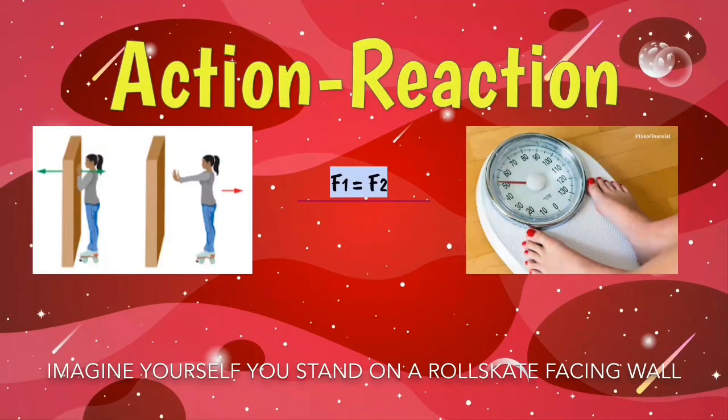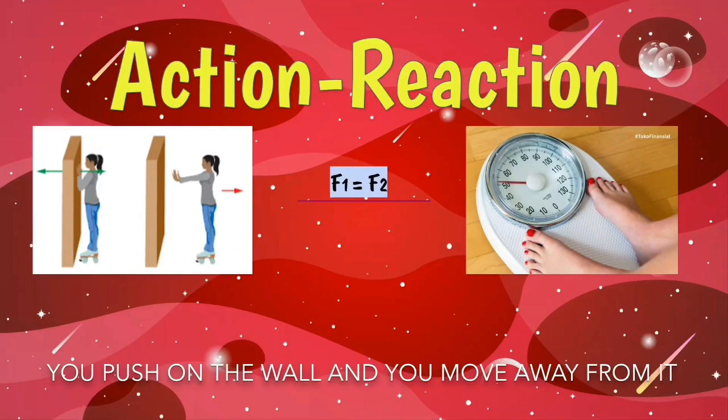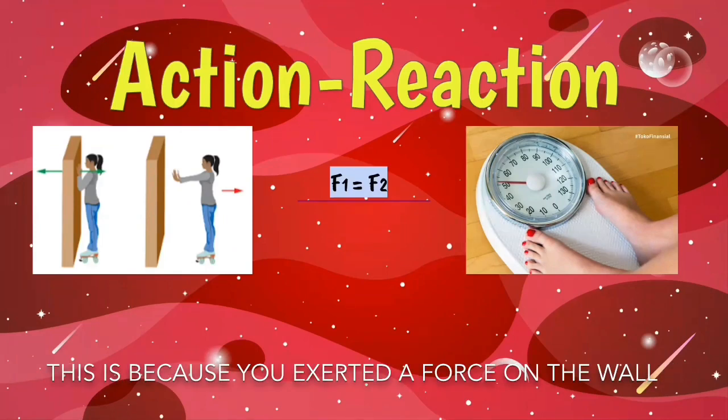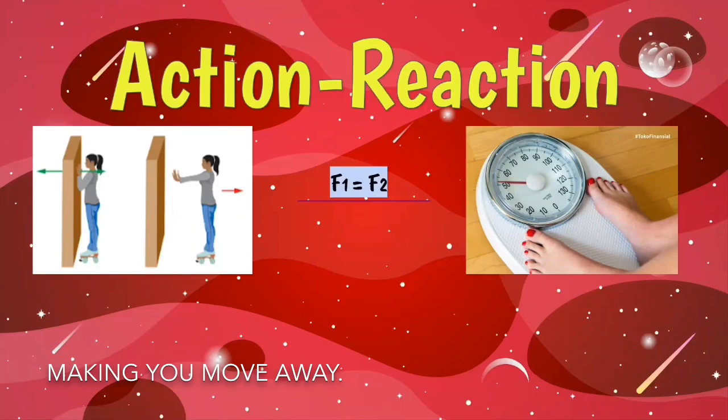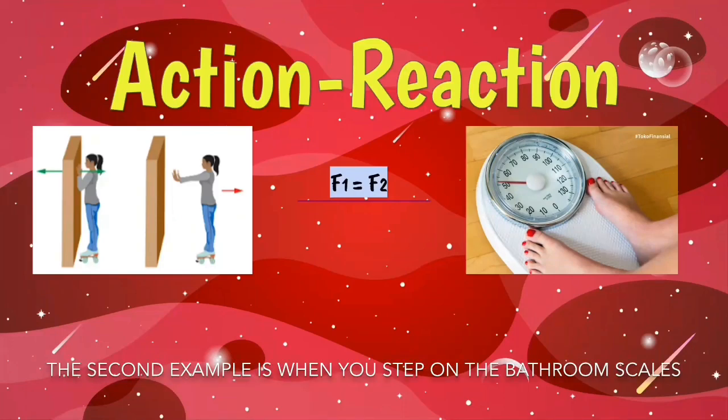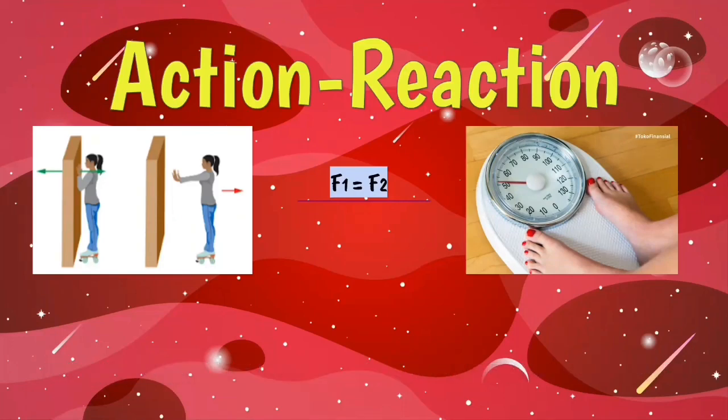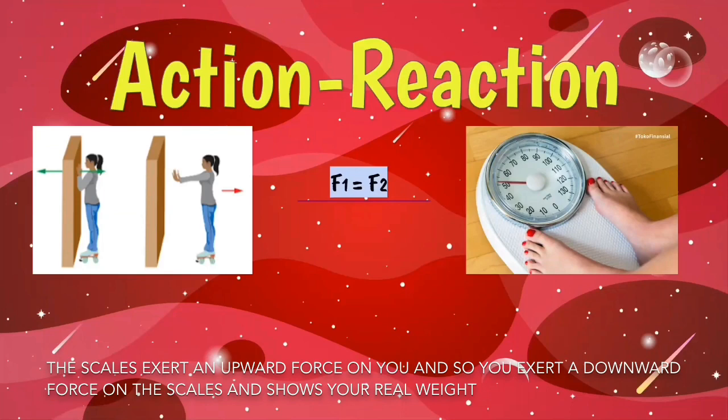Imagine you stand on a roller skate facing a wall. You push on the wall and you move away from it. This is because you exerted a force on the wall, and in turn, the wall exerted an equal and opposite force on you, making you move away. The second example is, when you step on a bathroom scale, the scale exerts an upward force on you, and so you exert a downward force on the scale, and therefore it shows your real weight.